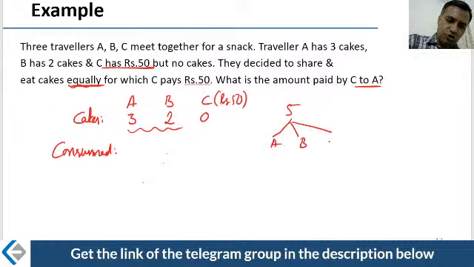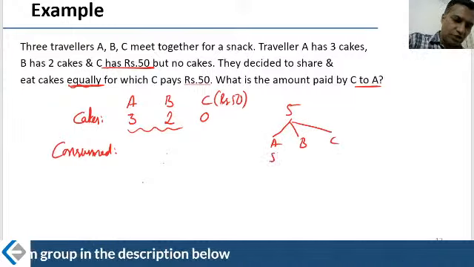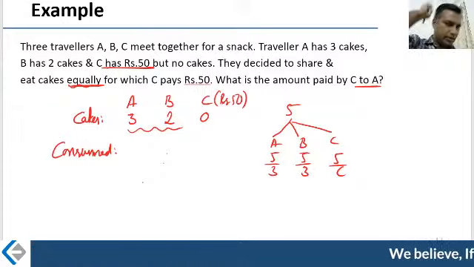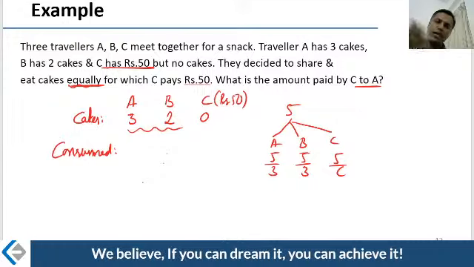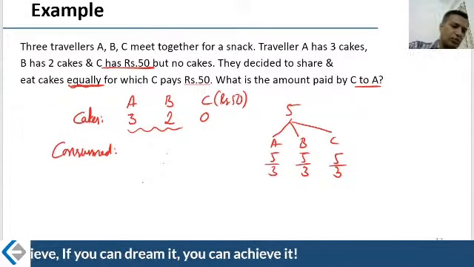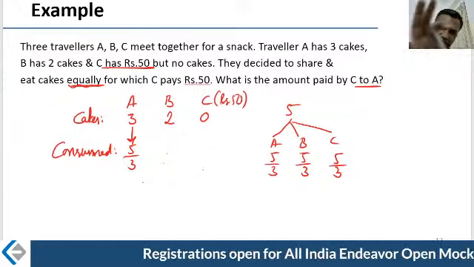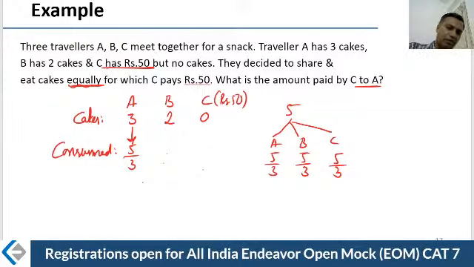A, B, C consume these cakes equally, which means A consumes 5 by 3, B consumes 5 by 3, C consumes 5 by 3. That's what you mean by A, B, C consume cakes equally. They all consume 5 by 3 each. Now look at this. A brought 3, but he consumed 5 by 3 by himself, because that's his share.